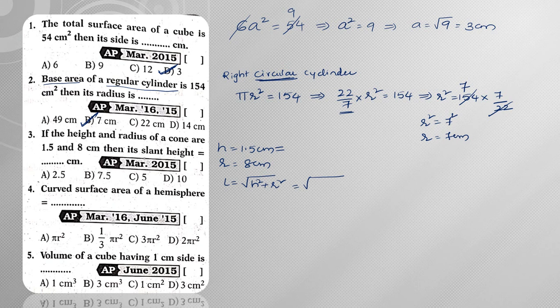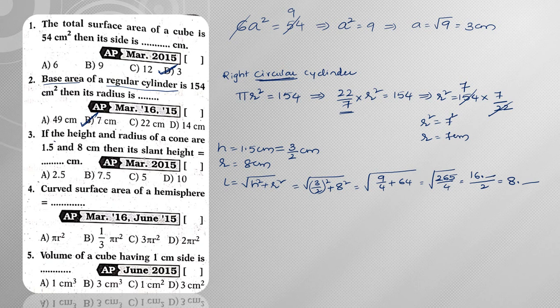Whenever the number is given in decimals, simply convert it into fraction form. So 1.5 is nothing but 3 by 2. We can write 3 by 2 whole square plus r square, which is 8 square. So I am going to get 9 by 4 plus 64. On simplification, 256 plus 9 is 265 divided by 4, which is 16 point something divided by 2, which gives me 8 point something. But in the options we don't have that 8 point something.